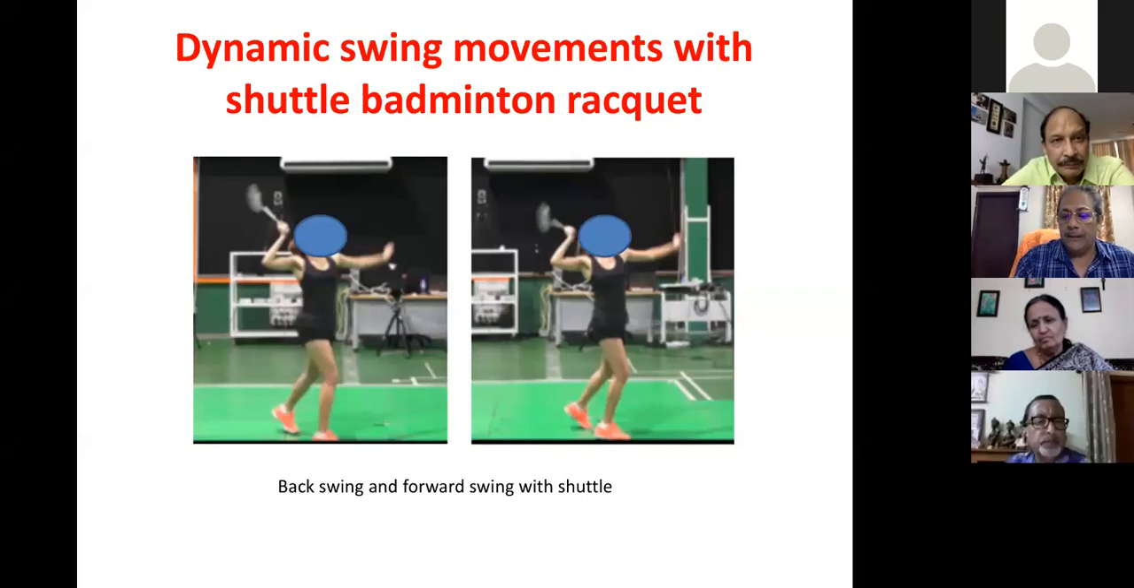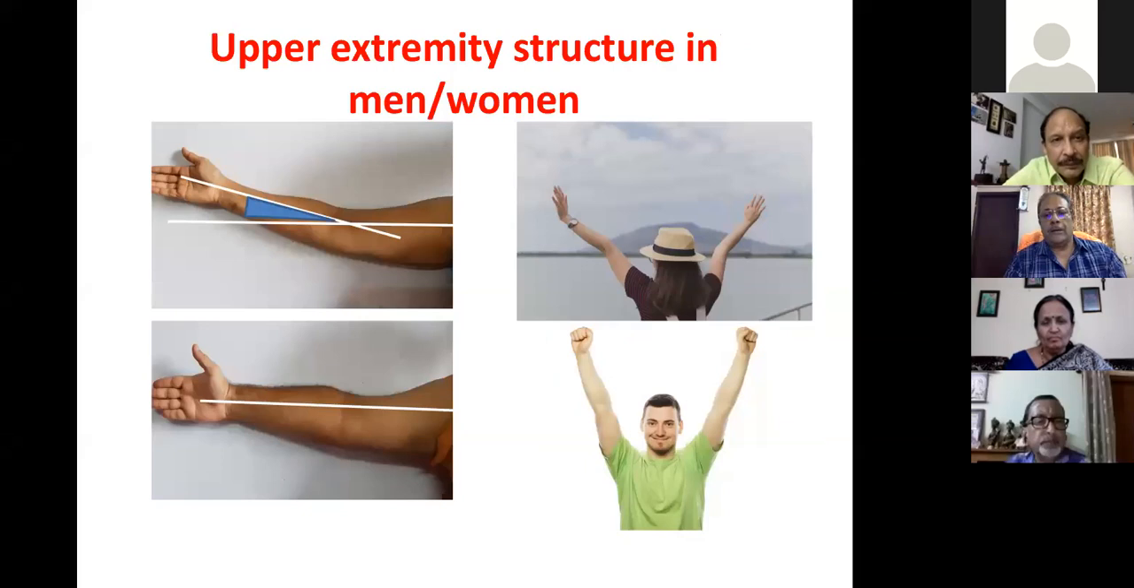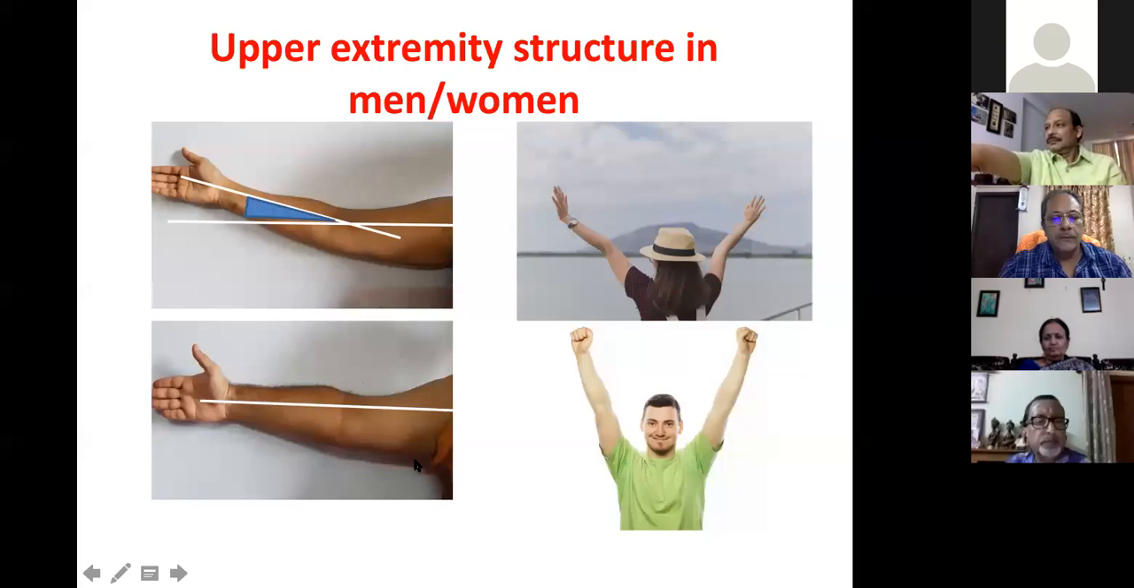So now coming to badminton itself, I would like to talk about posture in women, that is, upper extremity structure in men and women. Now, all the males, if you take your hands and keep your arms straight, your shoulder joint, elbow joint, and wrist joint seem to be in one line. So this is the male's arm. You can see here the shoulder joint, elbow joint, and wrist are almost in one line. But for females, the shoulder joint is here, the elbow is here, and there is a slight 15 to 20 degrees lateral flexion of the elbow.